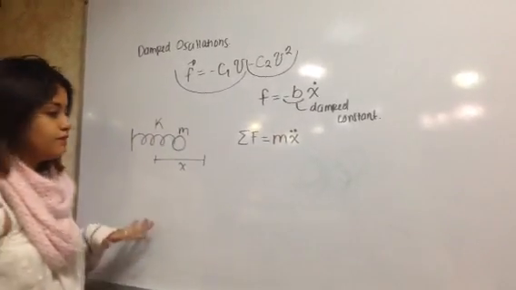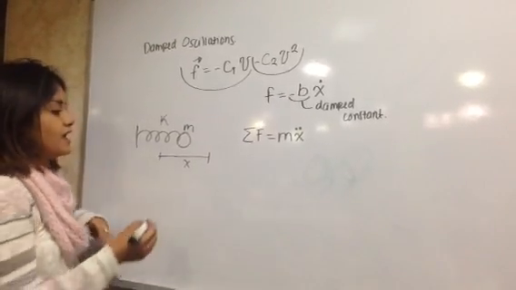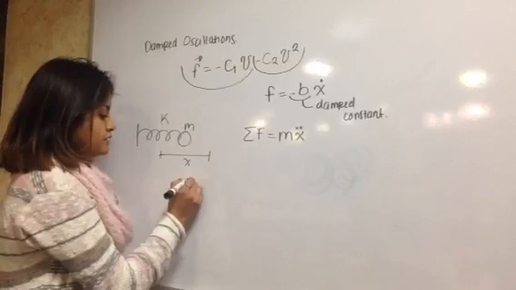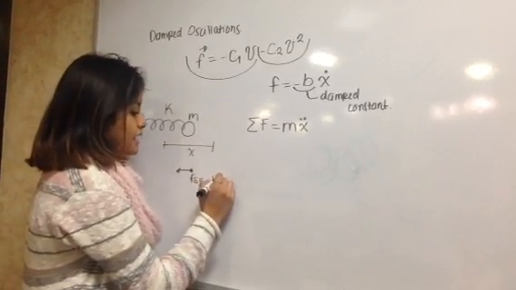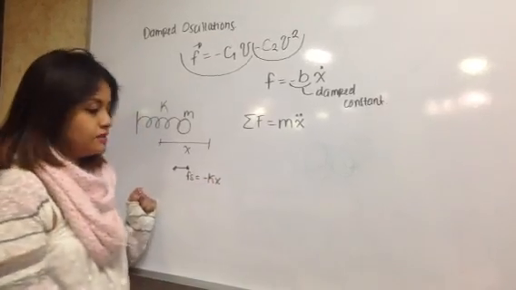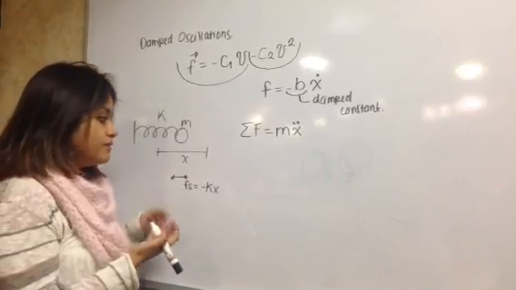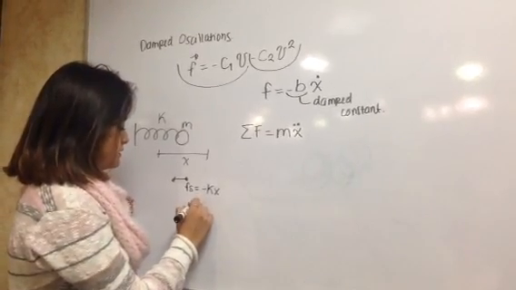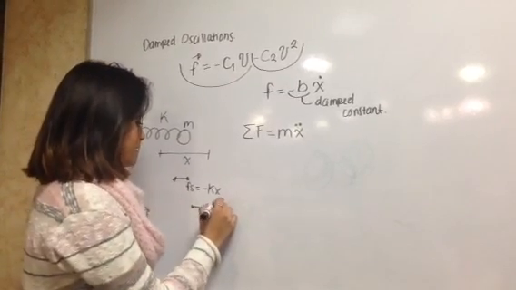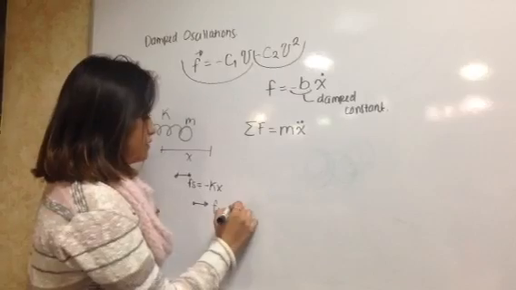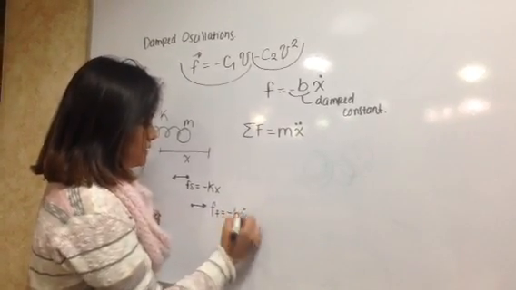And well, the forces that are included in this damped oscillation are, first of all, the force of the spring, which is minus kx. And we also have the force of friction, which will be opposing the movement, which is, in this case, this way. And the force of friction will be minus v times the velocity.